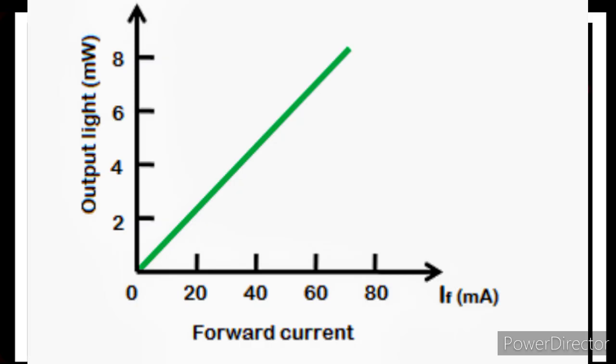The output characteristics of the LED. The amount of output light emitted by the LED is directly proportional to the amount of forward current flowing through the LED. The more the forward current, the greater the emitted output light. The graph of forward current versus output light is shown in the figure.